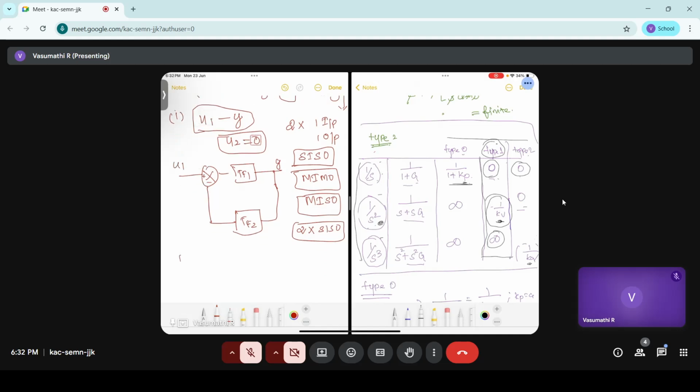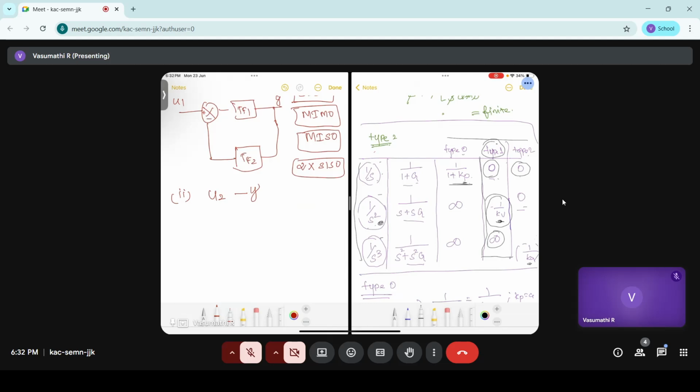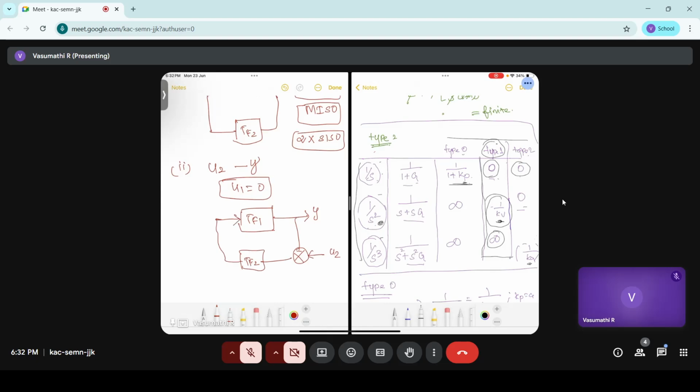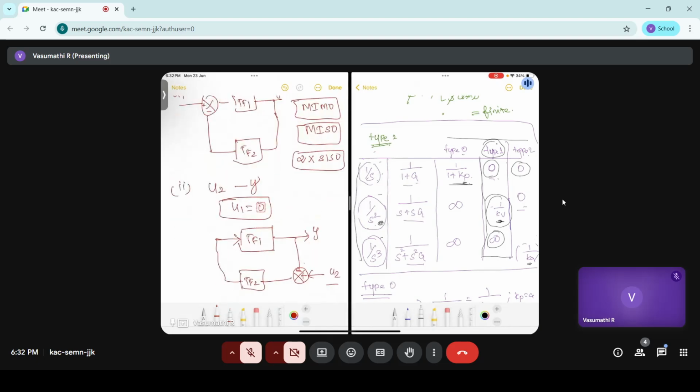The problem will come in the second scenario, u2 to y. When I'm considering u1 equal to 0 to decompose into two different systems, this will become tf1, y, u2, tf2. Now can you see the difference? Input starts here, this is plus, but the minus is here. Here, you see the minus is here.